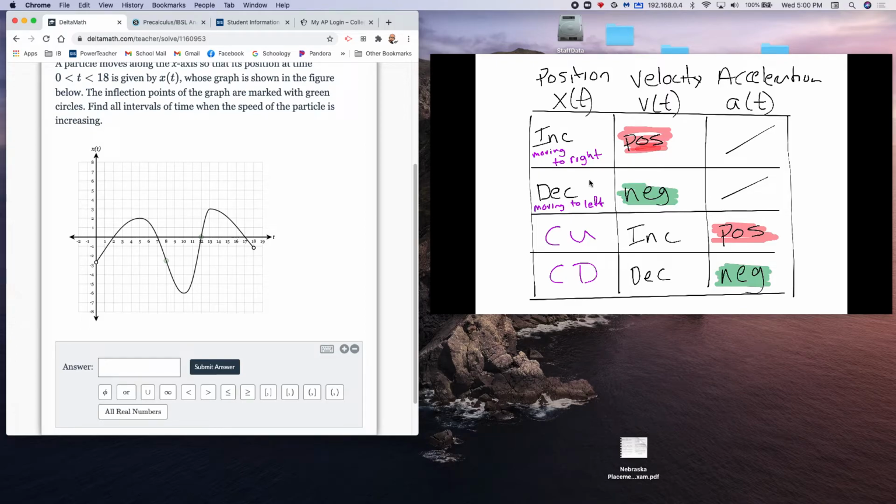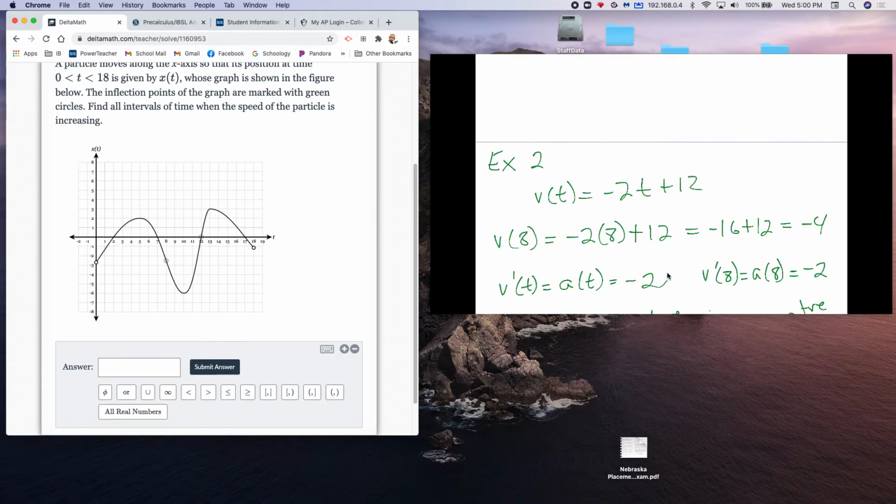So we need a graph that is increasing concave up, or we need a graph to be decreasing concave down, in order for our speed to be increasing. So think about that. I'm going to scroll way down and unpack exactly what we need.